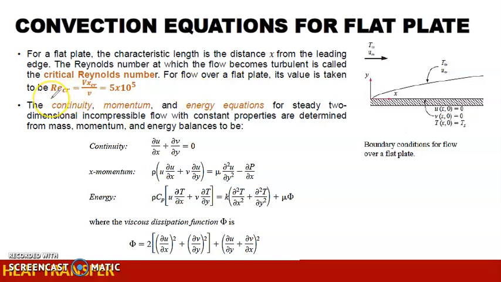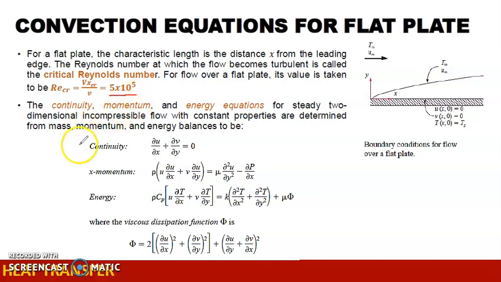Earlier we encountered the term critical Reynolds number. The critical Reynolds number is equal to 5 times 10 to the power of 5. It is critical because when the Reynolds number is greater than 5 times 10 to the power of 5, the flow will become turbulent. But when it is less than that, the flow will be laminar.